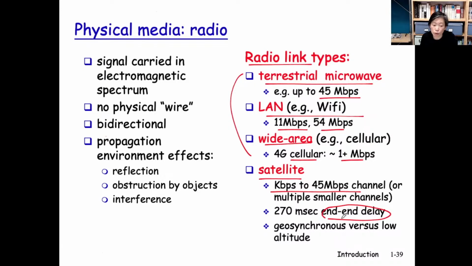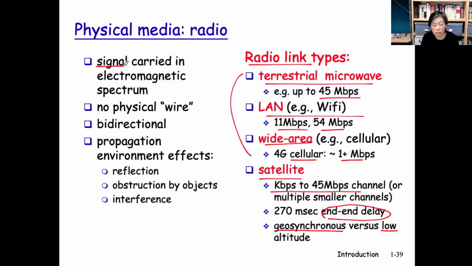Now, as to exactly how long the end-to-end delay is, it really depends on where the satellite is. For geosynchronous satellites, which sit higher above Earth, the delay will get longer. The low altitude ones being lower, then shorter end-to-end delay. So, radio links, very special.